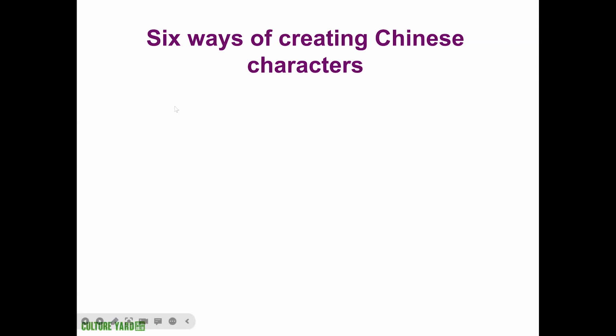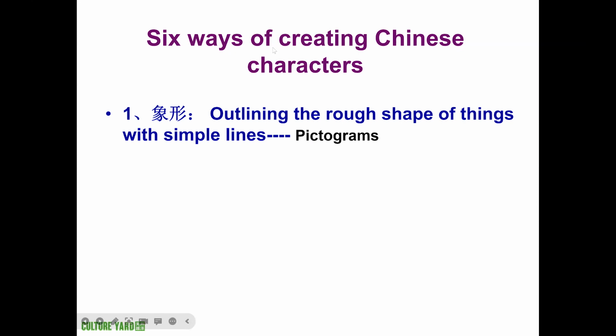Now we will talk about 6 ways of creating Chinese characters. Actually, today we will just talk about the 4 basic ways. The 2 other ways are not creating Chinese characters, they are ways of using characters. So, first one, 象形. 形 means shape. 象 means look like. That means the character looks like the thing's shape. It's a picture actually, outlining the rough shape of things with simple lines. We call these characters pictograms.